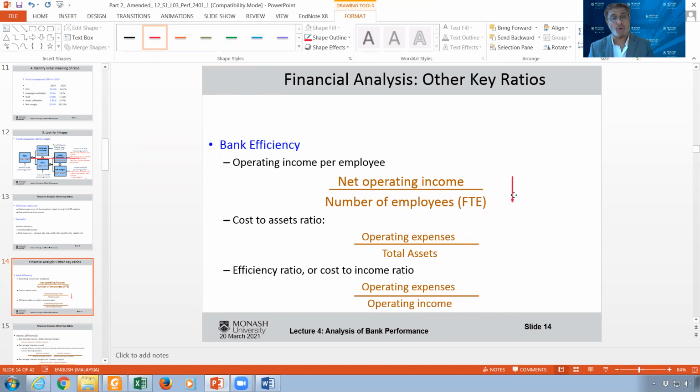Net operating income over the number of employees, I want this to be high, because with the net operating income we want to see how much each employee is actually creating. So I want this to be high, and the other ones to be low. I want this to be high, which means how much each employee is creating for me in terms of profit.